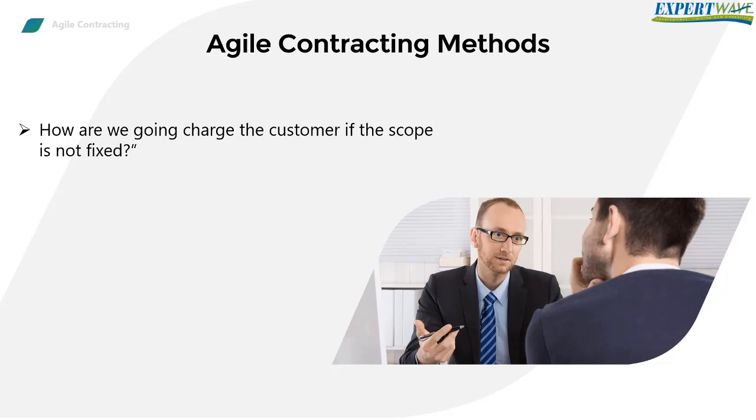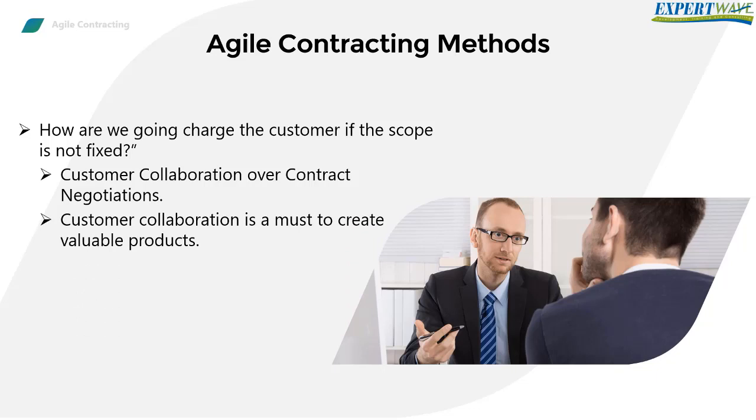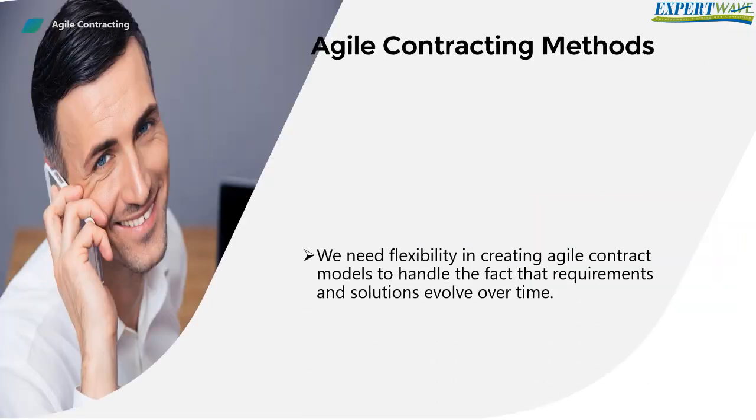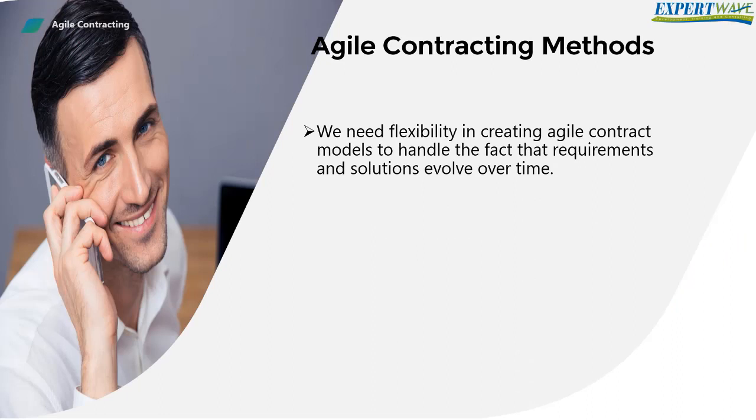To accommodate the dynamic nature of Agile projects, the Agile Manifesto third value focuses on customer collaboration over contract negotiation. In order to create valuable products, customers should work continuously with the project team to accommodate the project changing requirements, rather than wasting their time in non-value-added activities of negotiating a rigid contract. So, what we need to achieve in Agile Contracting is to create flexible contract models that are able to handle the fact that requirements and solutions evolve over time. Let's have now a closer look at Agile Contracting.